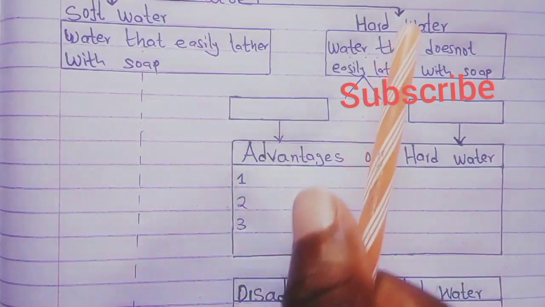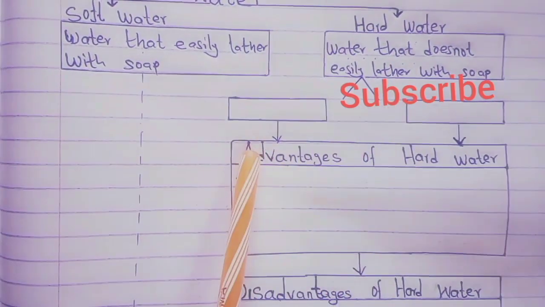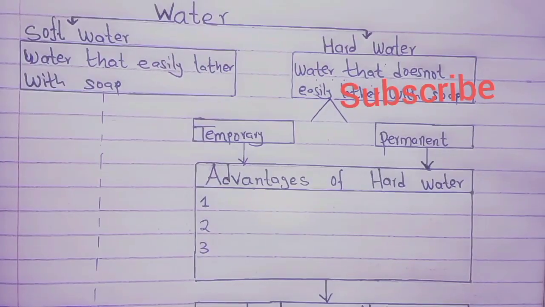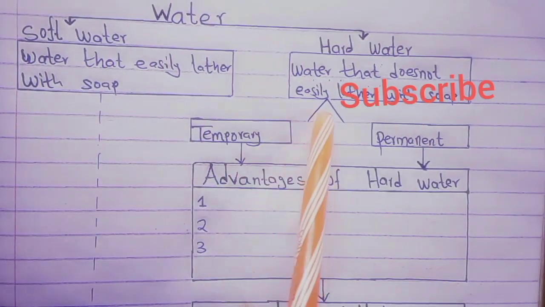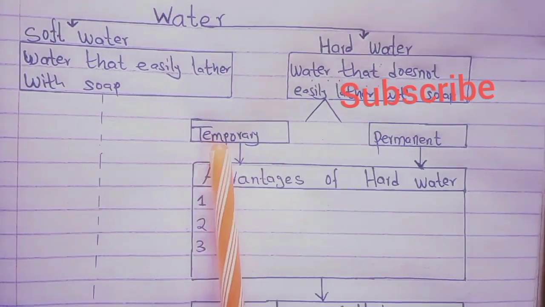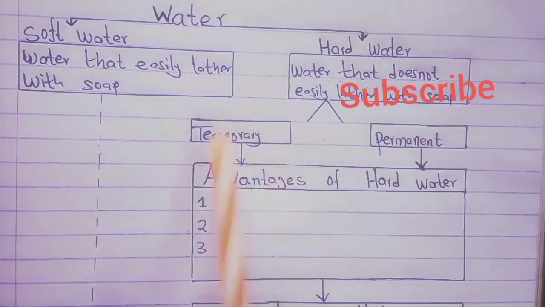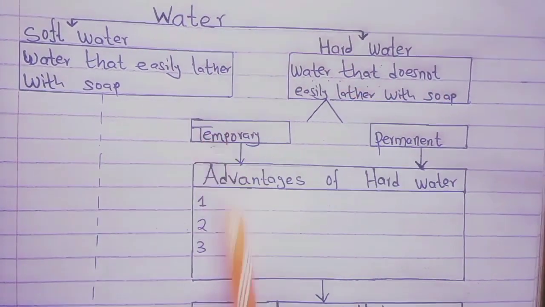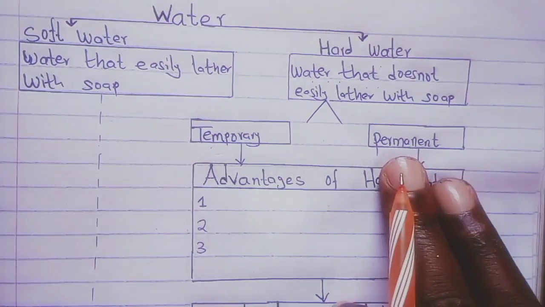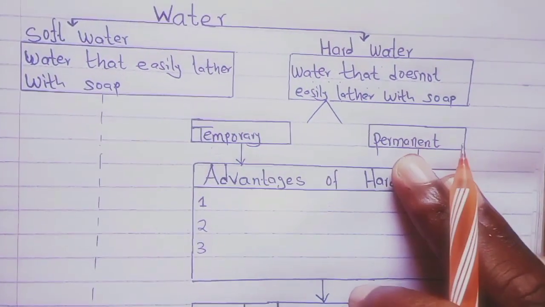Then we see hard water here is divided into two. We have temporary and we have permanent. So after hard water, we have two types: temporary hardness and permanent hardness. Temporary hardness is a type of hardness that can be easily removed by boiling. But permanent hardness requires a more complex method to remove it.